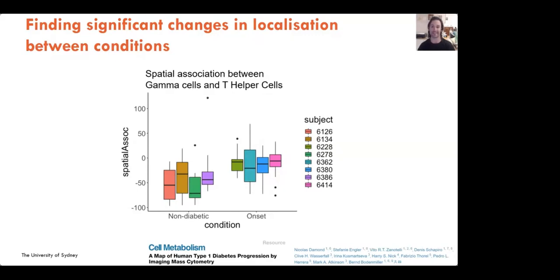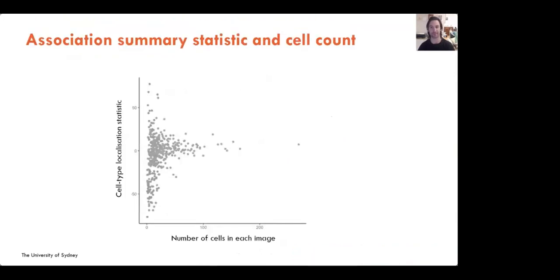In this data set, we effectively have multiple images per person represented by each point in the box plot. Interpreting this box plot, it appears that gamma cells and T helper cells might avoid each other in non-diabetics, but this relationship seems to disappear in early onset patients. However, there are some complications for formally testing if these changes are random.